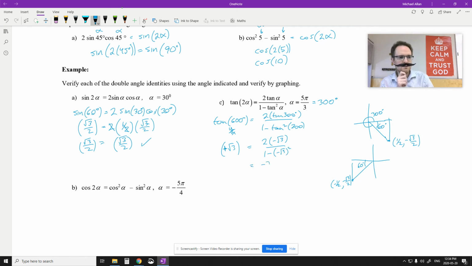Okay, let's simplify this down. So I got negative 2 root 3 on the top. On the bottom, I have 2 minus 3, so negative 2 root 3 divided by negative 2 ends up being root 3. So it worked out, verified nicely.